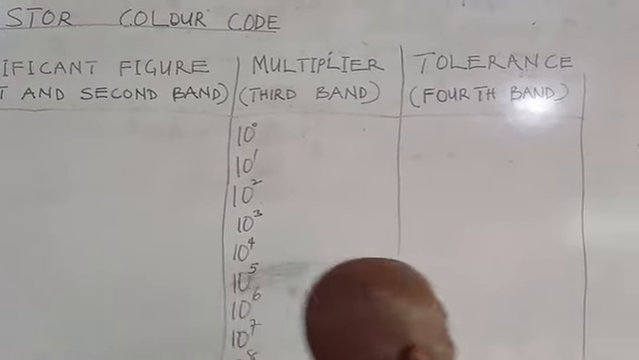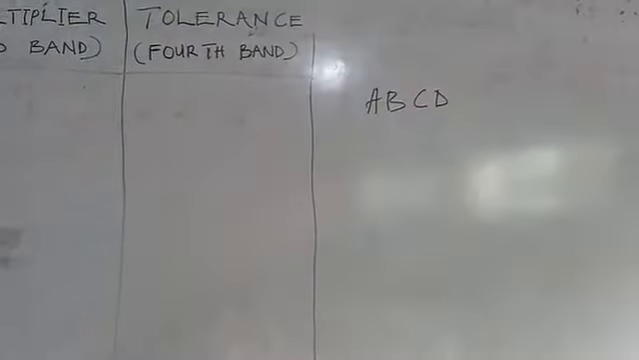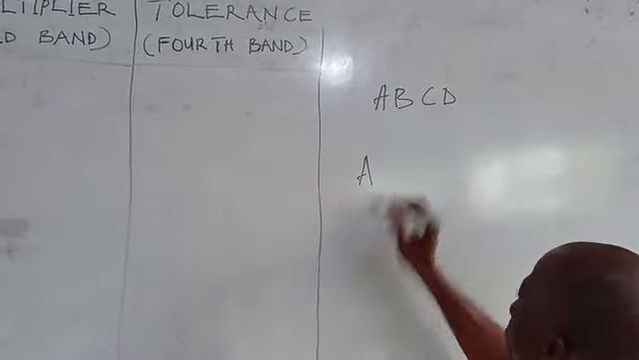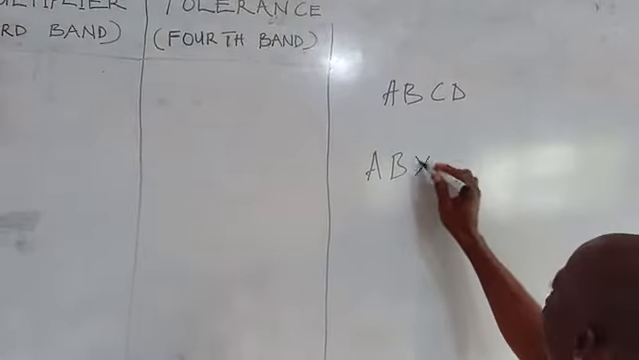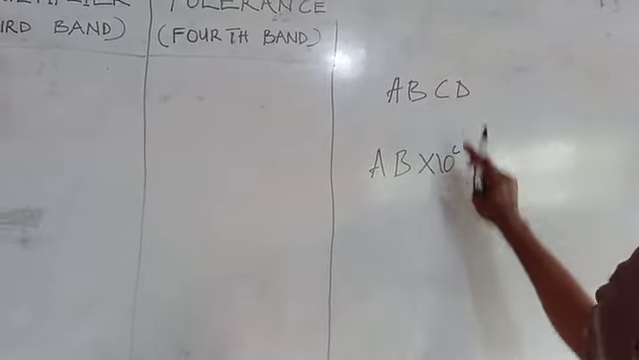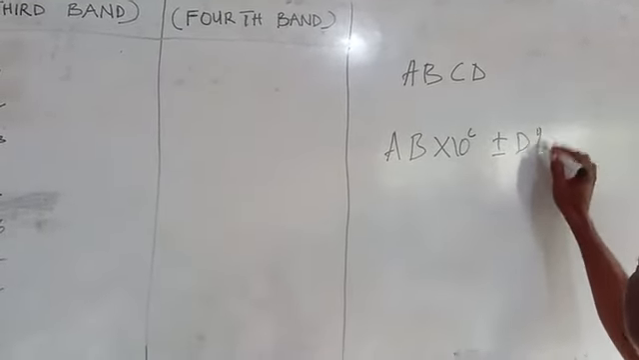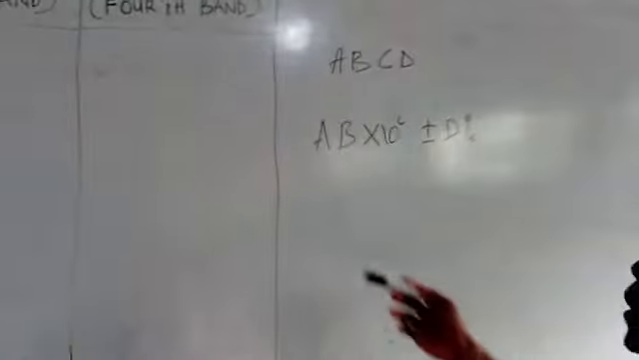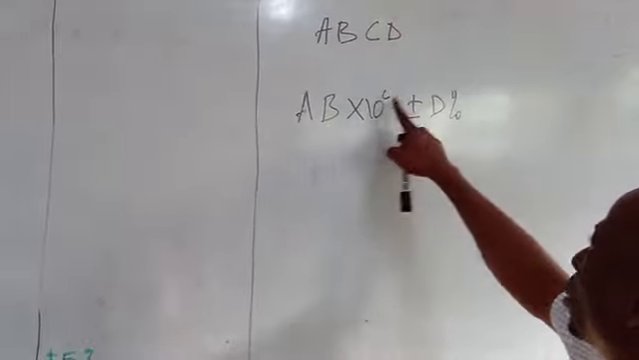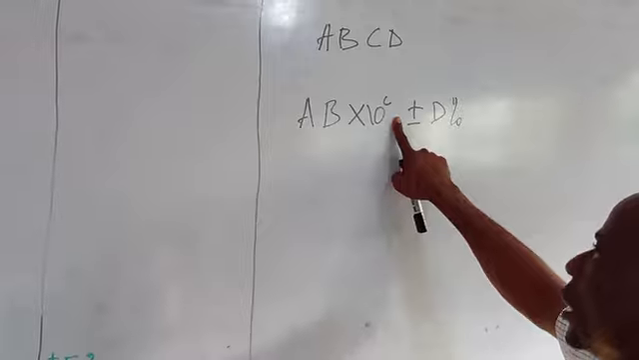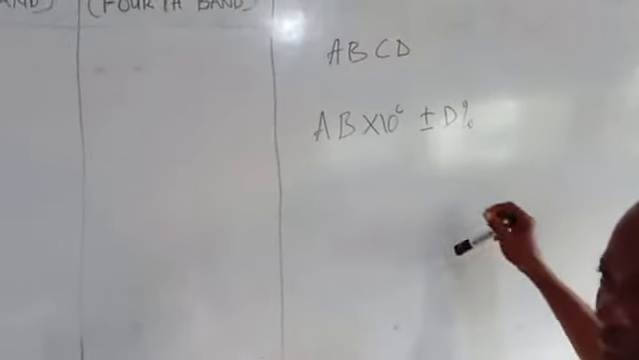What does it mean? When we want to see the value of a resistor that has 4 colors like this, the first color represents a significant figure. The second one also represents a significant figure. The third one is a multiplier, times 10 raised to the power C. And this one is the tolerance, plus or minus D percent. So the first color is a figure, the second color is a figure, the third color represents the multiplier, and the last color is the tolerance.